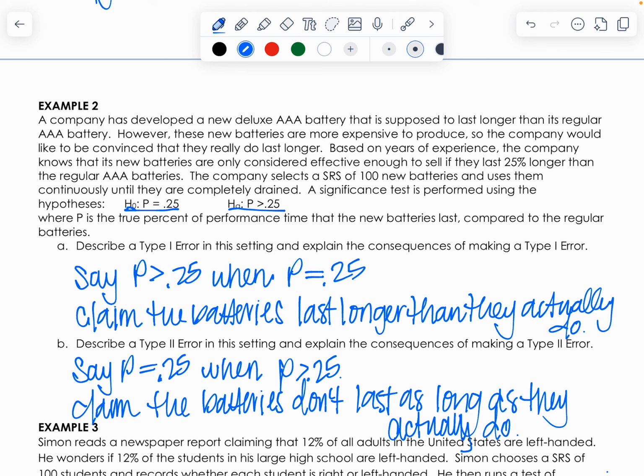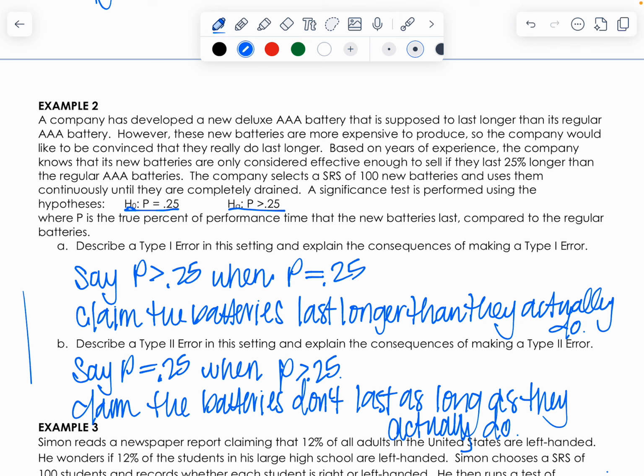So again, both types of errors cause problems for companies or medical studies or whatever that's about, but they just have different ramifications. Sometimes it could impact a customer or a patient. Sometimes it just impacts the business or the doctors or whoever's in charge.